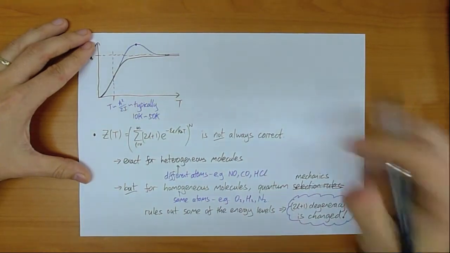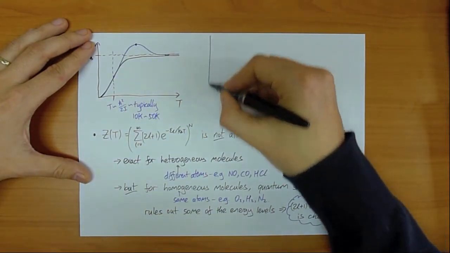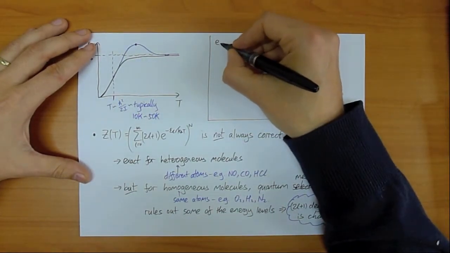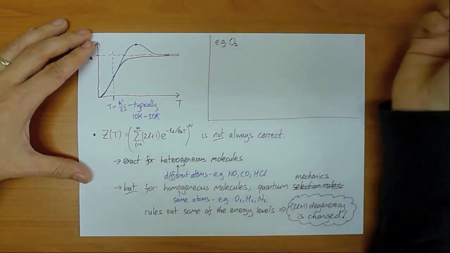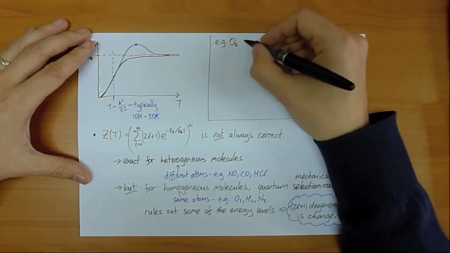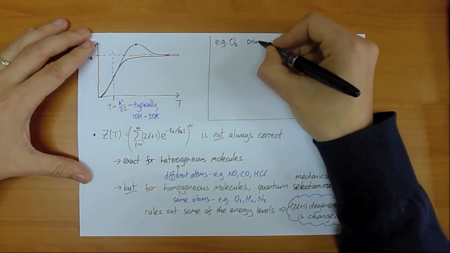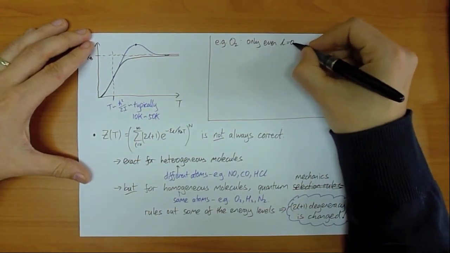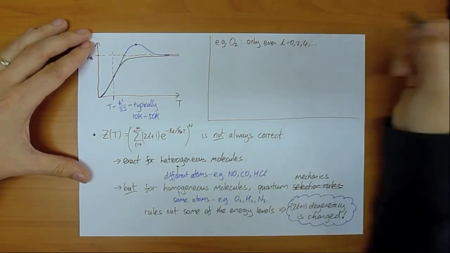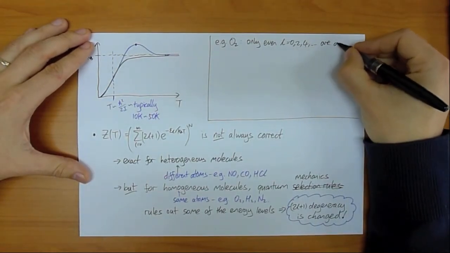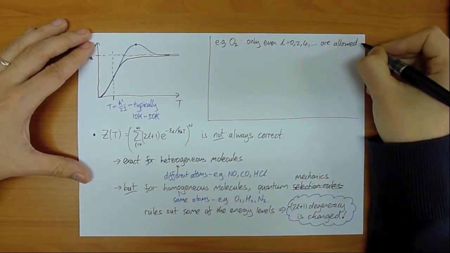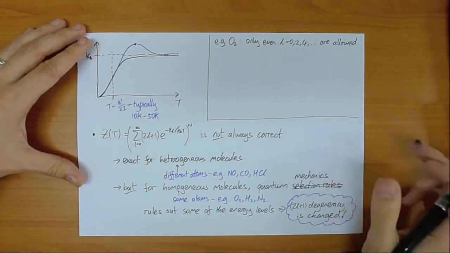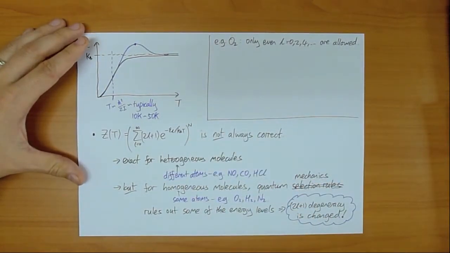The simplest example, the one which is easiest to understand, is oxygen. It turns out for oxygen, only even values of L are allowed. So L can be 2, 4, 6, and so on. You get different rules for hydrogen, different rules for nitrogen. Oxygen is the simplest, so I give this as an example.